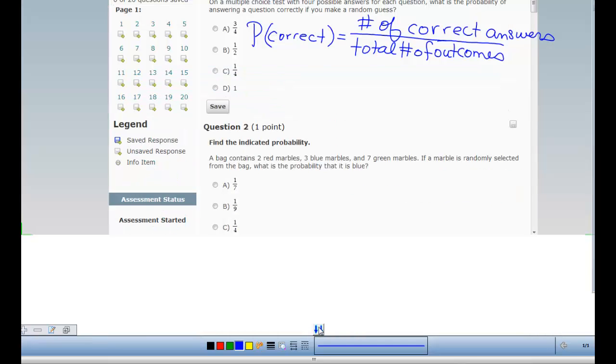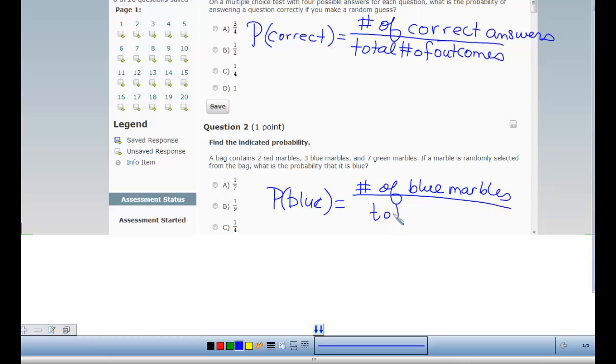A bag contains 2 red marbles, 3 blue marbles, 7 green marbles. If a marble is randomly selected from the bag, what is the probability that it is blue? Again, we're going to use our classical formula for probability. So the probability of blue equals what? How do we describe it? The number of blue marbles over the total number of marbles.